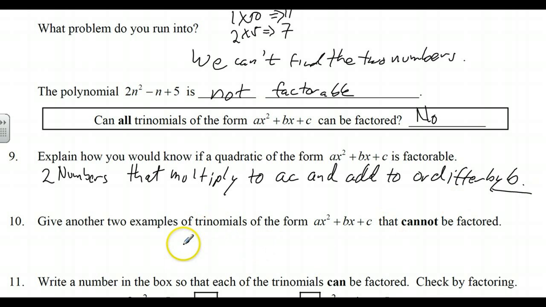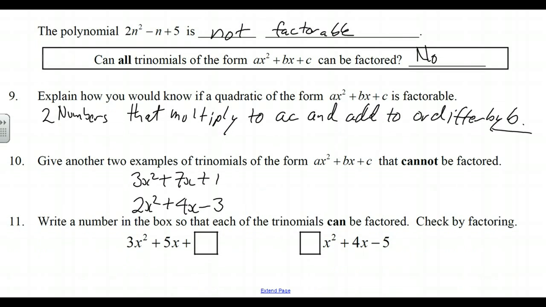I'll give another two examples of trinomials that cannot be factored. Let's go 3x squared plus 7x plus 1. I need two numbers that multiply to 3 and add to 7. Not going to happen. And 2x squared plus 4x minus 3. How about that? Two numbers that multiply to 6 and differ by 4. What multiplies to 6? 1 and 6, 2 and 3. Can't get a 4 out of that any way, shape, or form.